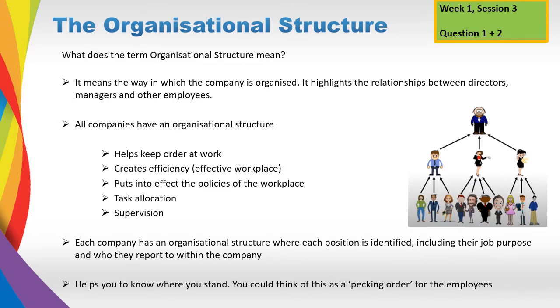The organisational structure. So what does this term mean? I've put an image over on the right hand side to help support your learning here. So the organisational structure means the way in which the company is organised. So it highlights the relationships between directors, the person right at the top, managers, the people in the middle, and all other employees.